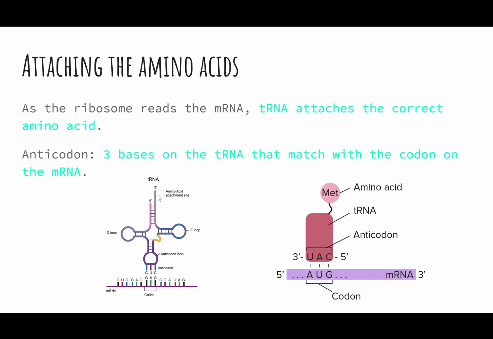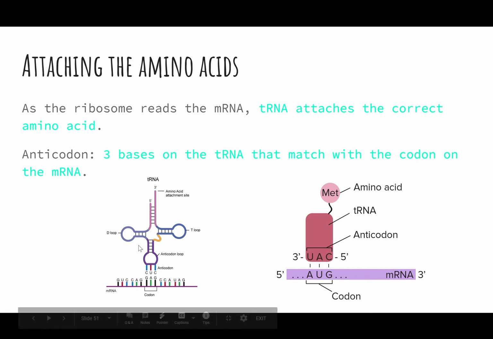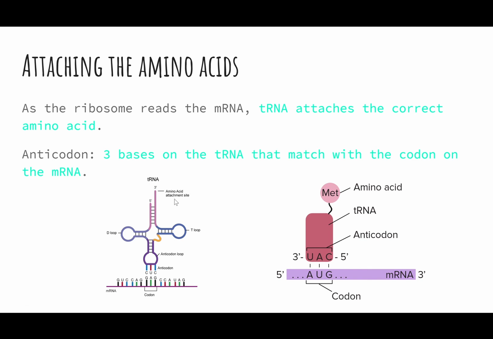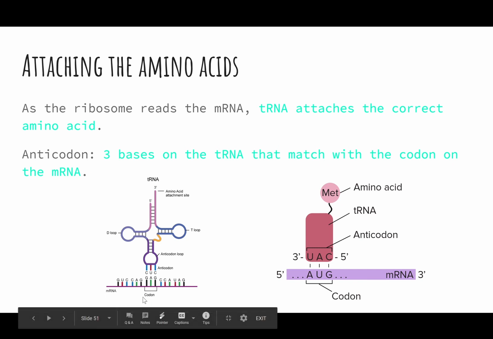You can see here, this is one way to represent a tRNA, and we have an amino acid attachment site here. It's going to be holding an amino acid, and depending on the type of tRNA, it's going to be holding a specific amino acid. The way we can tell which amino acid it's holding is that the tRNA itself also has a little code, and we call this the anti-codon because it's supposed to match to the codon on the mRNA.